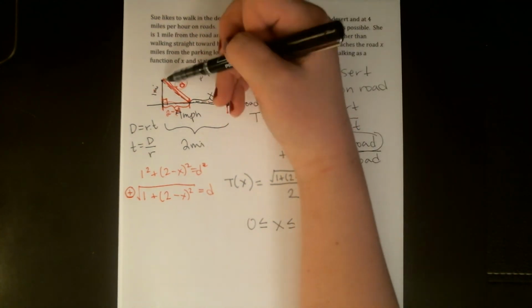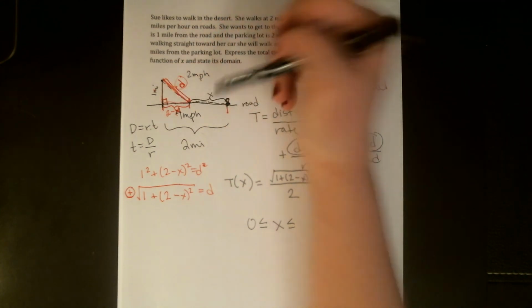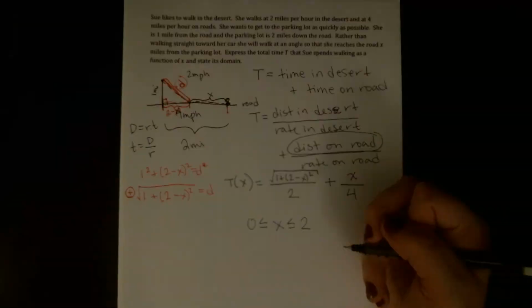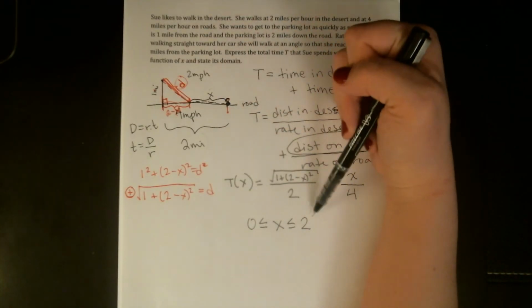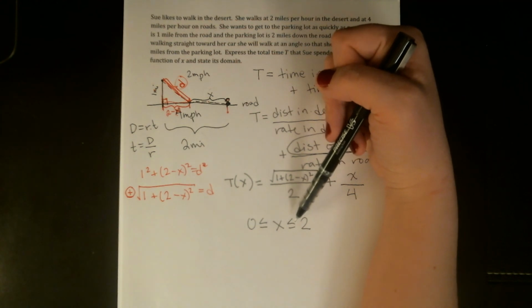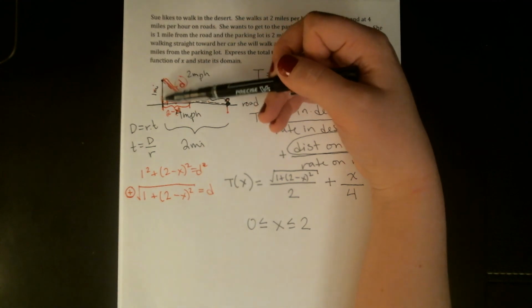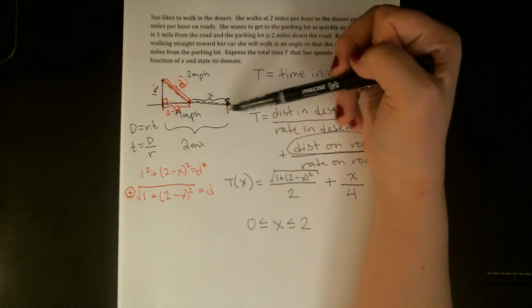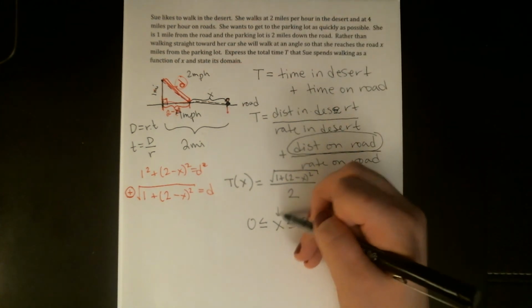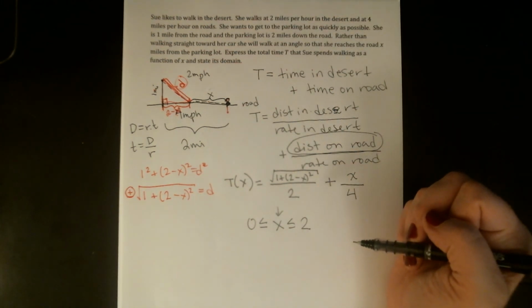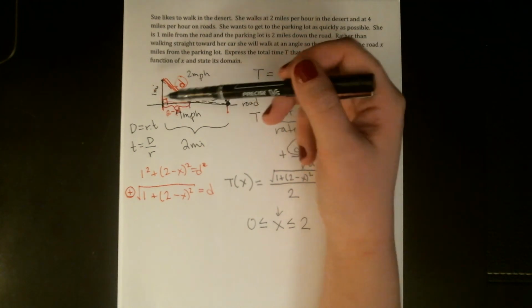And then if you cut straight across to the road and travel down the road for the entire 2 miles, that means x is 2. I see sometimes on this one that I get 3 as an upper cutoff for the domain, and I believe that where that's coming from is people looking at the total distance, 1 mile to get to the road and 2 miles down the road to get to the parking lot. But remember, x does not represent the total distance, it only represents the distance traveled on the road. So the biggest x can be in this problem, I would say, is 2.